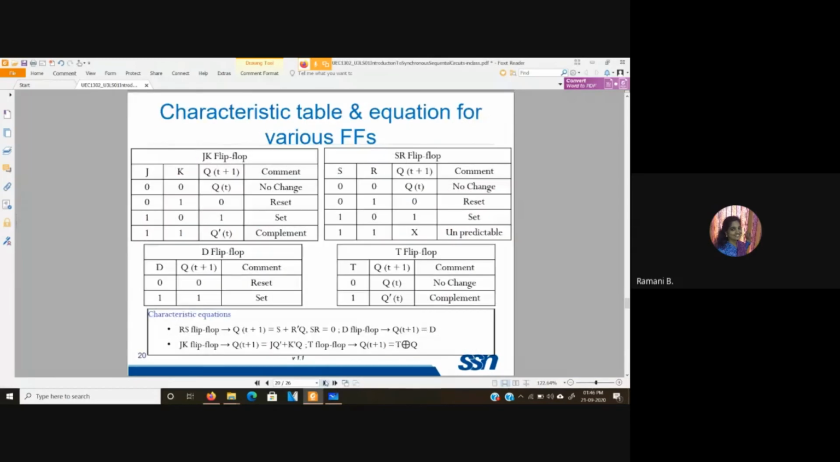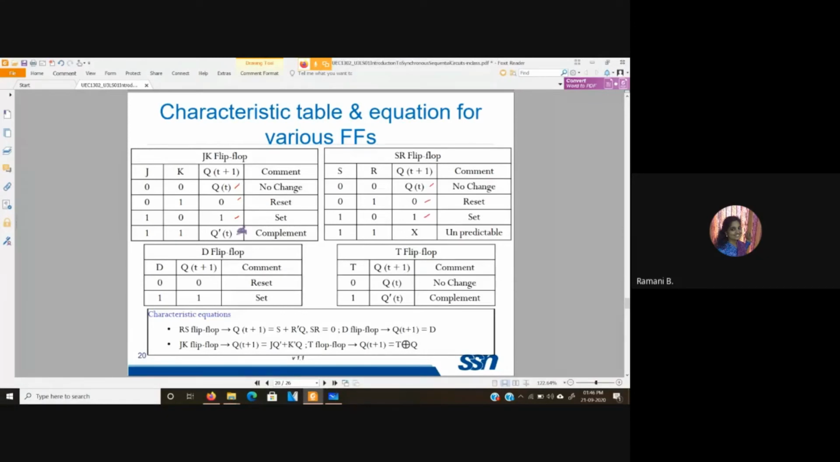So next we have to see, this is the gist of all the flip-flops. I was mentioning with the JK flip-flop, when both J and K are equal to 0, your Q of T plus 1 value will be the same as Q. That is the no change condition. That is the same in case of both JK and SR flip-flop. J is equal to 0, K is equal to 1 means it is the same as S is equal to 0 and R is equal to 1. So this is the reset condition. And for J is equal to 1 and K is equal to 0, which is the same as S is equal to 1 and R is equal to 0, which is the set condition. So Q of T plus 1 is 1.